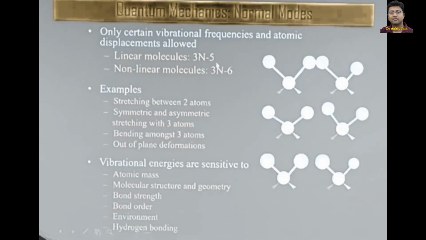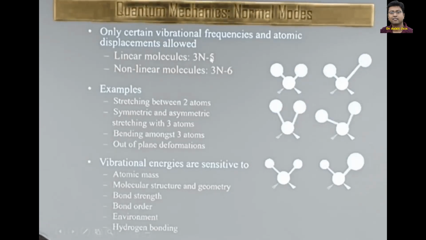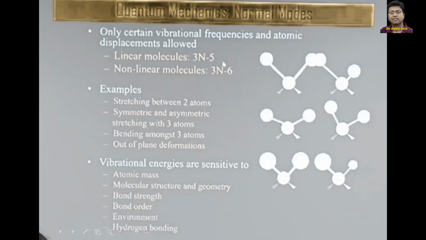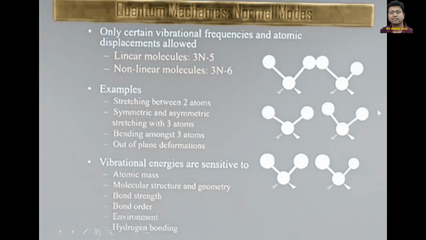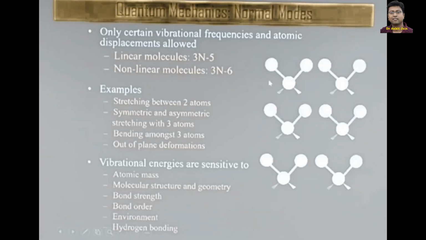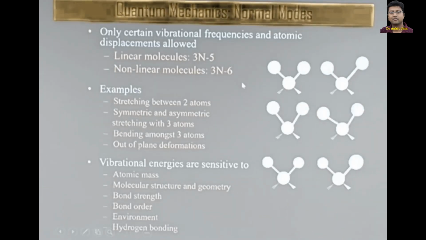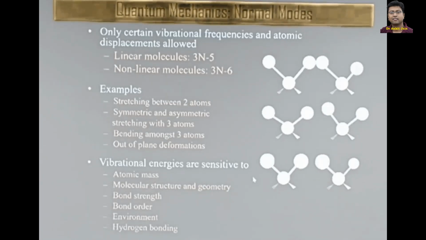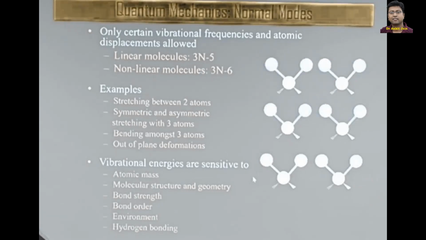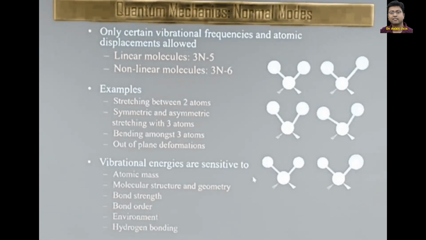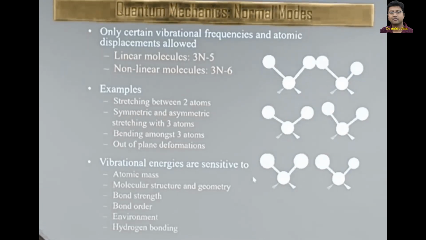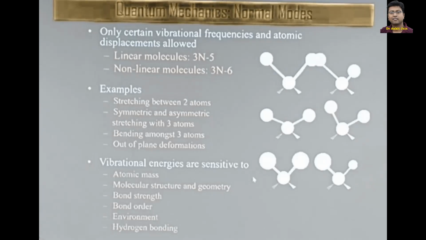For linear molecules, the number of vibrational frequencies is 3n minus 5, and for non-linear molecules it is 3n minus 6. So if you see this molecule, this is not a linear molecule. So for this, that is H2O, it will be 3n minus 6. And these particular vibrational frequencies are dependent upon atomic mass, bond strength, bond order, the environment, hydrogen bonding, and your molecular structure and its geometry. So all these vibrational energies will give you a fingerprint.